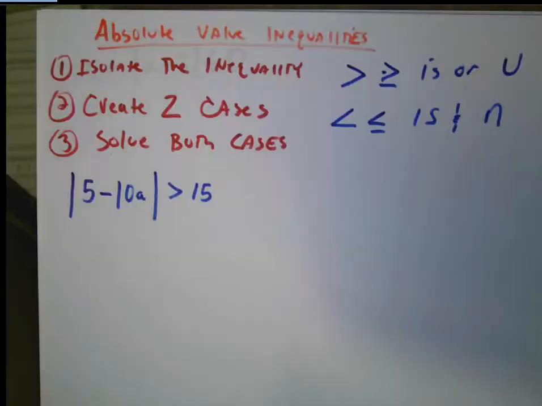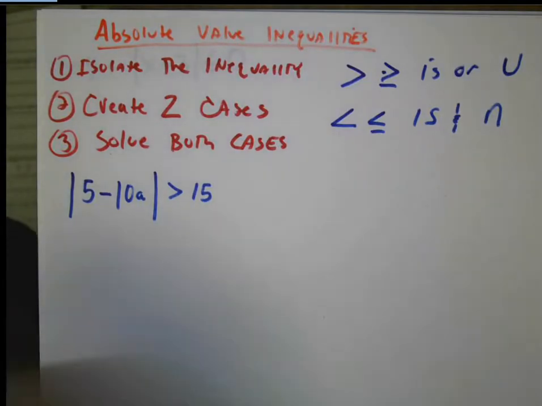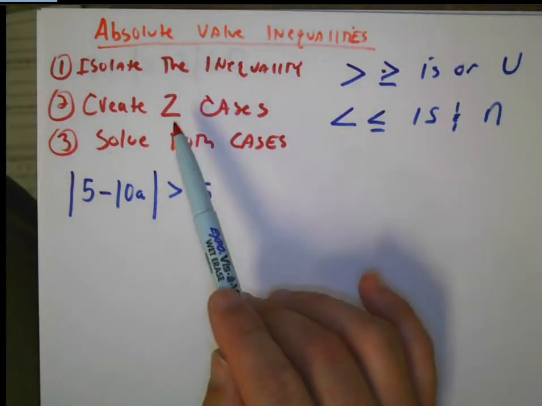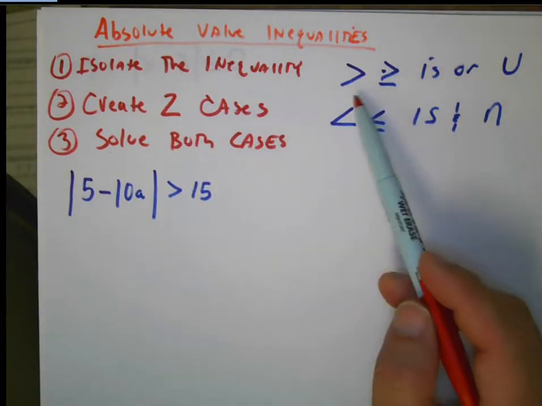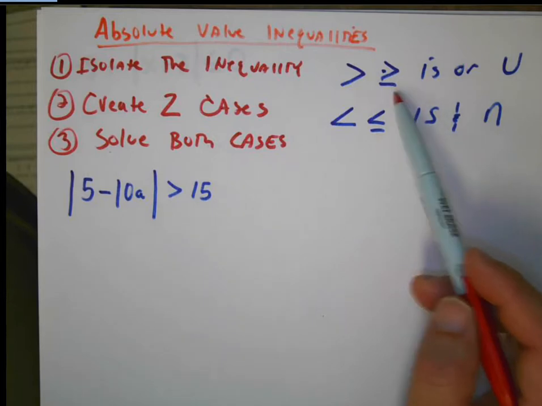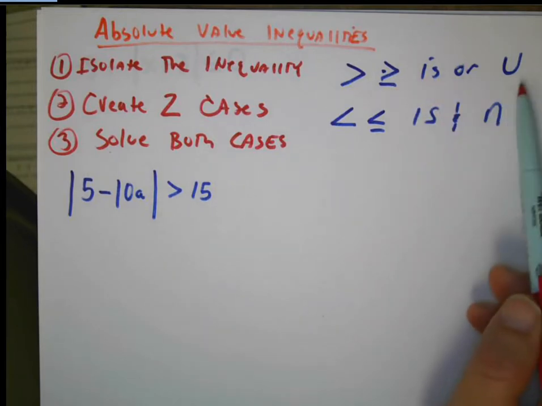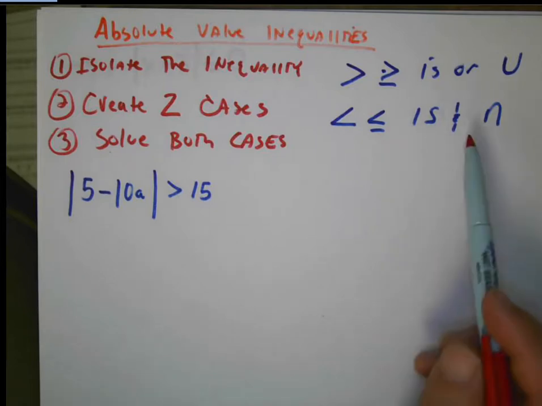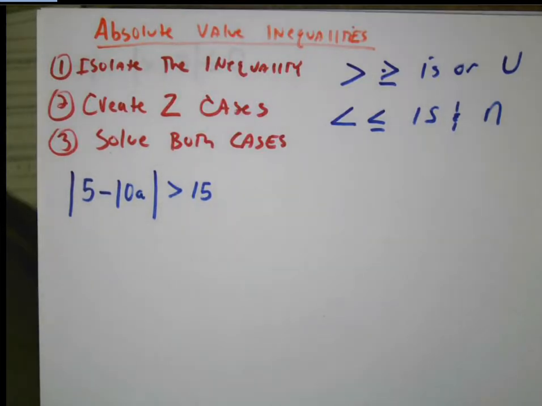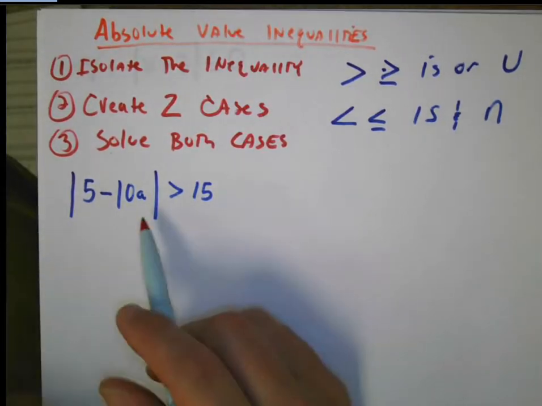All right. Something that you probably have super limited experience on would be the absolute value inequalities. So these, same rule: you isolate, you create the two cases, you solve both cases. But here's the crazy thing. If it's greater than or greater than or equal to, it's an or, the union. If it's less than or equal to, it's an and, or the intersection. So let's look at this one. All right, so it's already isolated.